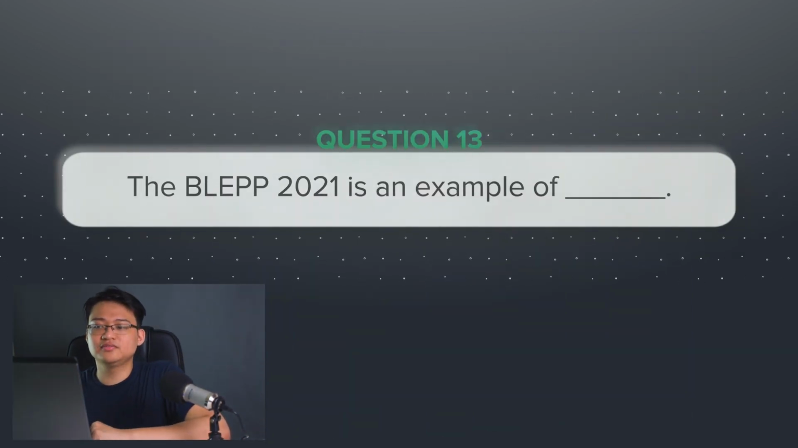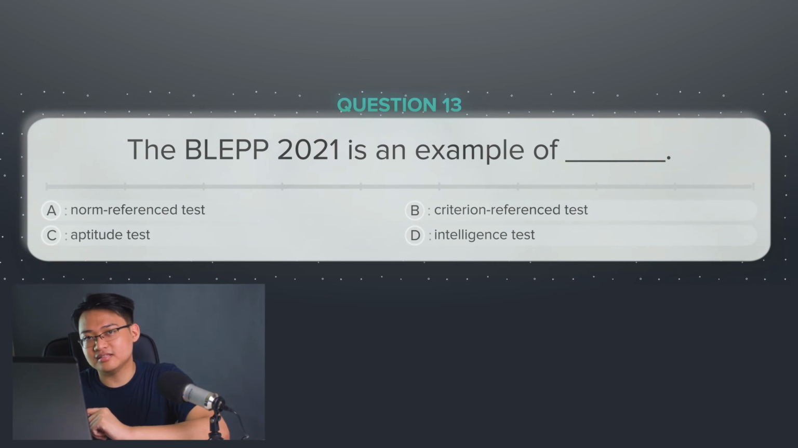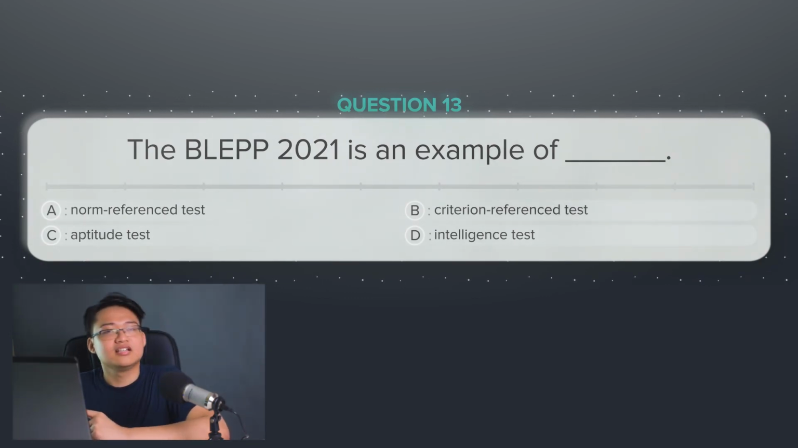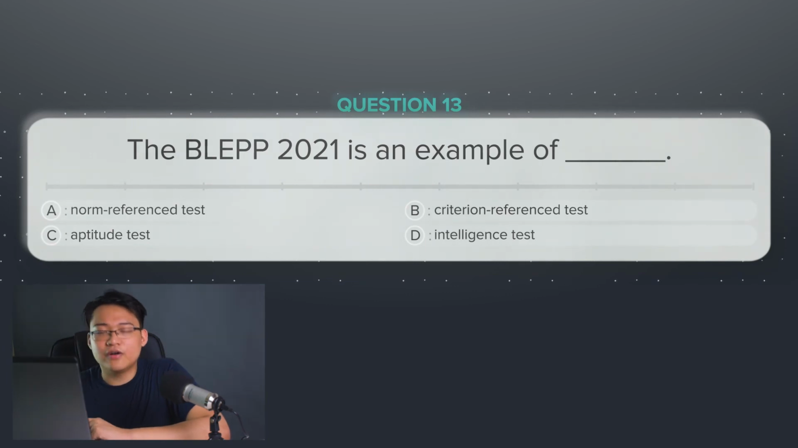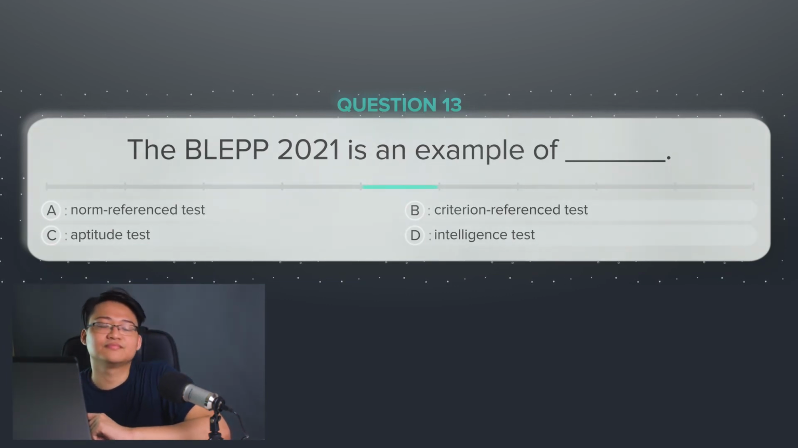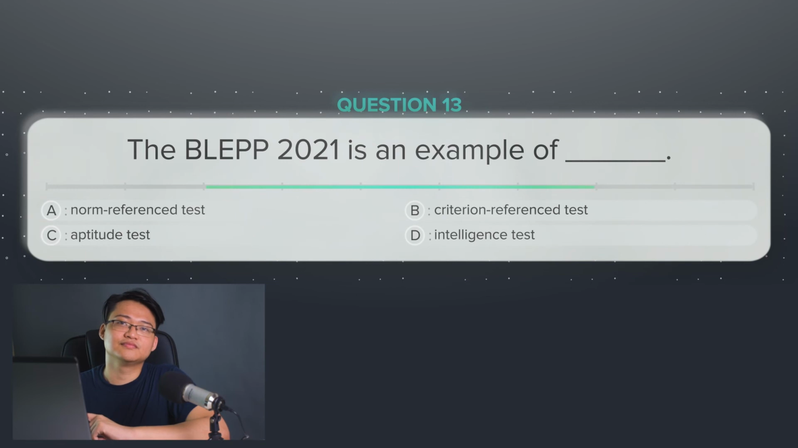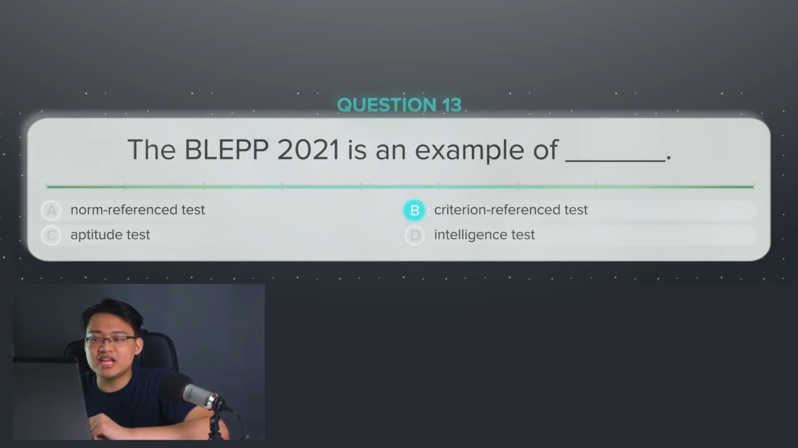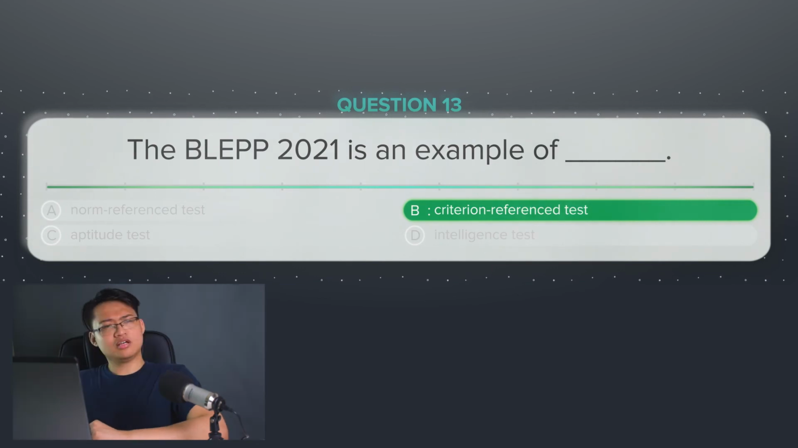The BLEP 2021 is an example of A. Norm reference testing, B. Criterion reference testing, C. Aptitude test, or D. Intelligence test. The correct answer is letter B. Criterion reference test. Di ba sir may top notcher? Paano mo nasabing criterion reference test yun?